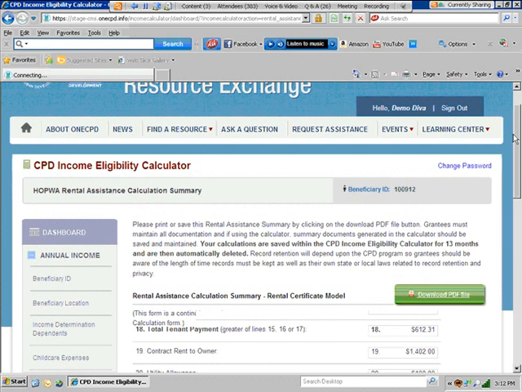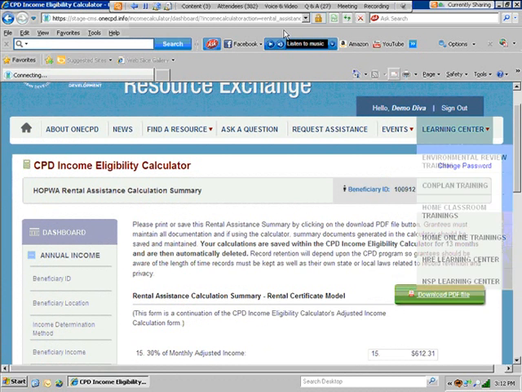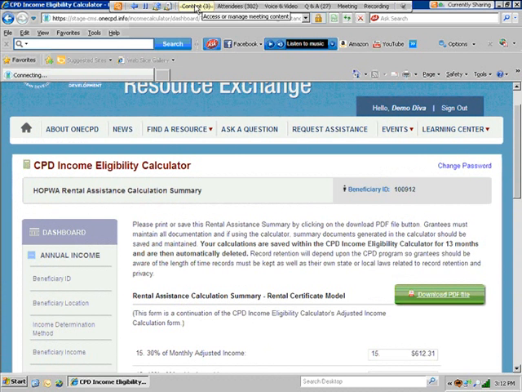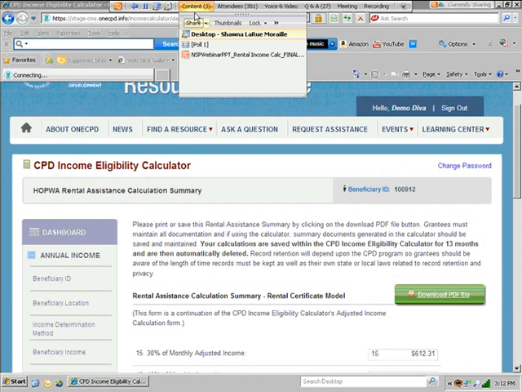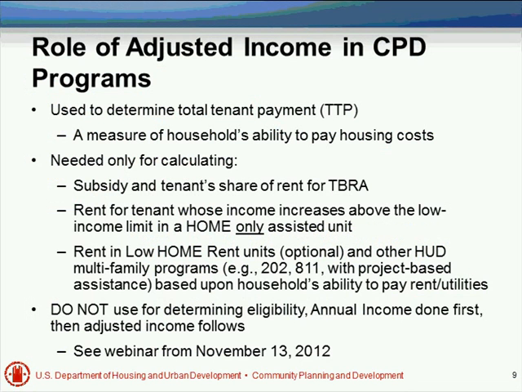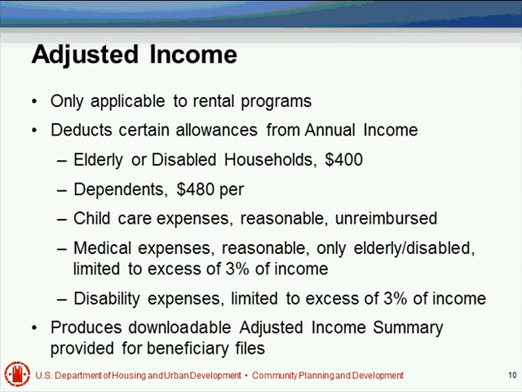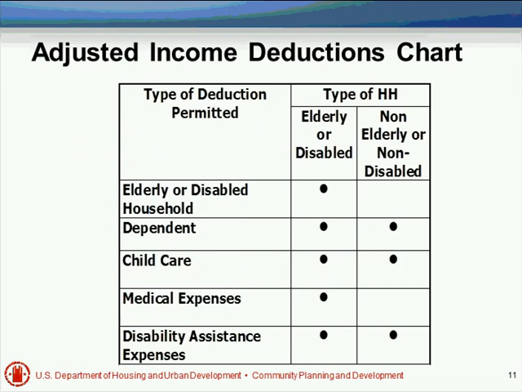Other HOPWA questions? Another HOPWA question that I'm not sure was covered. We talked about it just a little bit in Tuesday's webinar, but there is a question around would it be possible to cover earned income disregard, and so.